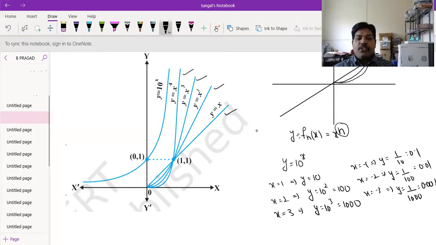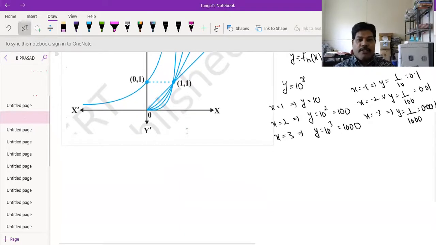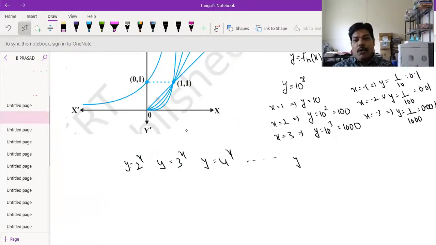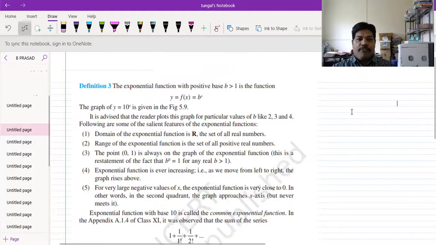So these are functions: y is equal to 10 power x, y is equal to 2 power x, y is equal to 3 power x, y is equal to 4 power x, and so on. These types of functions are called exponential functions. So see what the definition of the exponential function is, students.